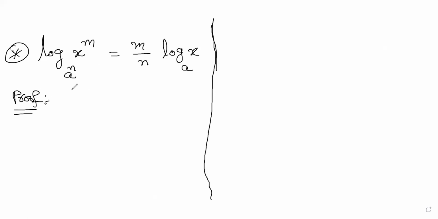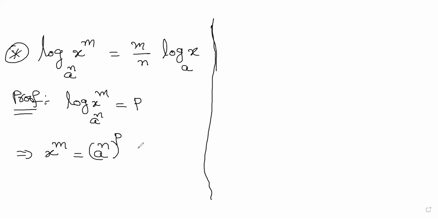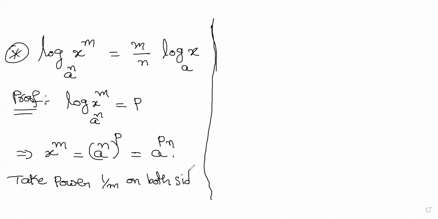To start with, the log x power m to the base a power n, you can write it as, let us say it is p. So it is x power m equals a power n whole power p. Like this you can write. So this becomes a to the power of pn. Now take power 1 by m on both sides.